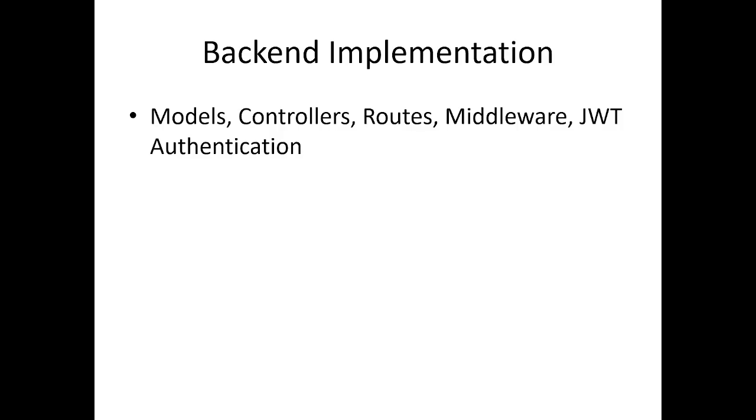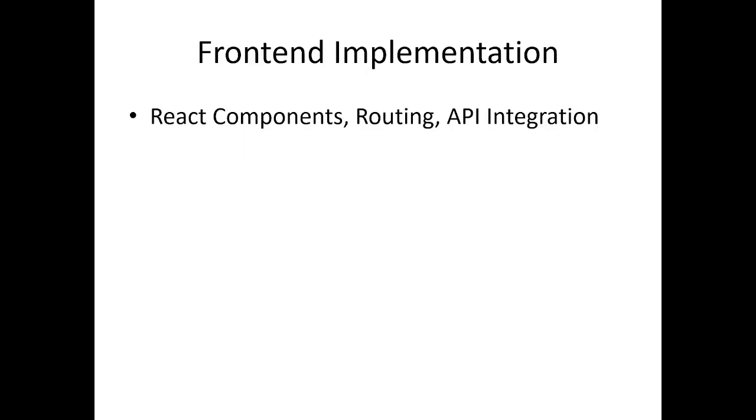Coming to backend implementation, the backend was developed using Node.js and Express.js. Several models were included for the database structure. Controllers are implemented for business logic, and routes are implemented for handling API requests. Middleware is used for authentication and request validation. JWT authentication was used to secure user sessions. The backend exposes REST APIs for communication between the frontend and the database.